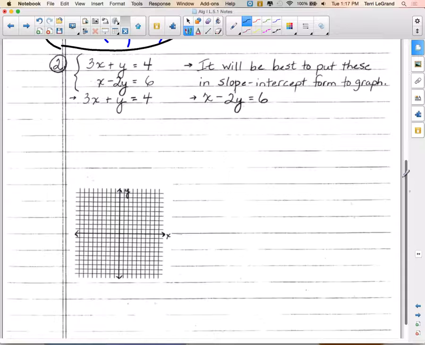So let's do that. We have our first equation here, 3x plus y equals 4. What should we do to get y alone? Do what? Subtract 3x.